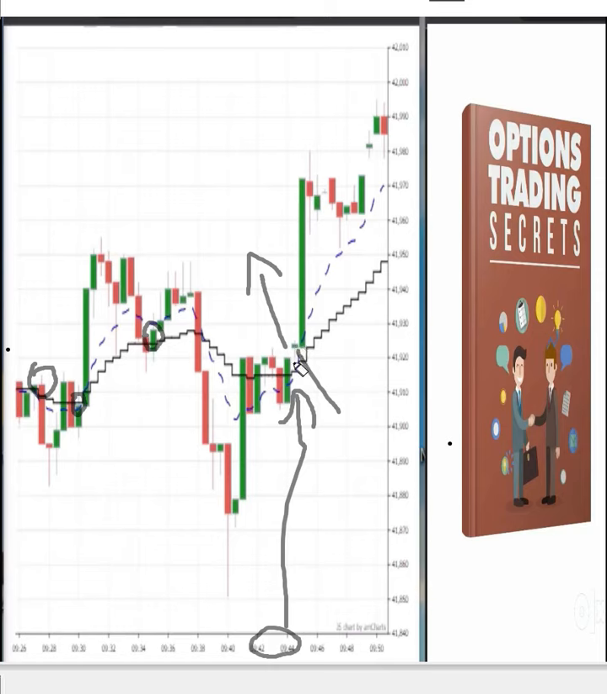This is what happened in today's market. From here it rallied like anything. Imbalance based technical analysis is very powerful, and I want to show you how you can trade with this type of method and make quick, easy money. Now you are clear on this.